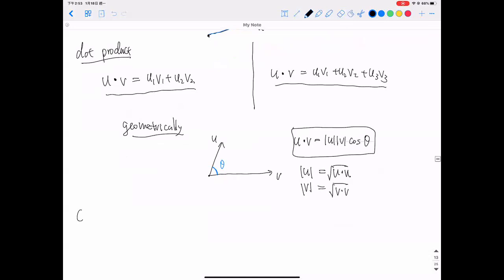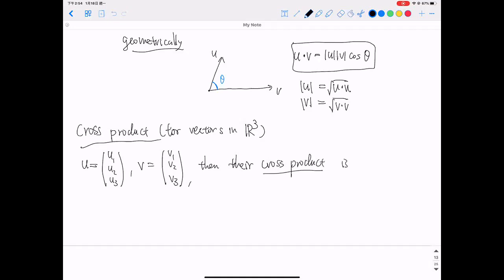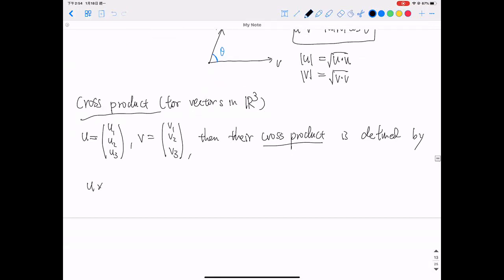Okay. So now there's one operation that's special in R3. That's called the cross product. Let's say you have two vectors, U equals U1, U2, U3, and V equals V1, V2, V3. Then their cross product is defined by the following expression. First of all, the notation is U times V, or U cross V.